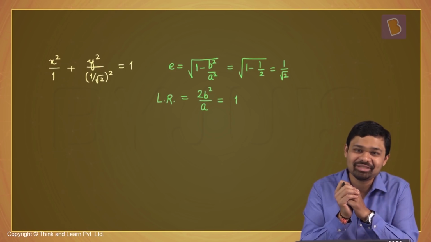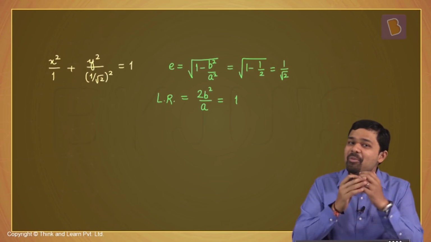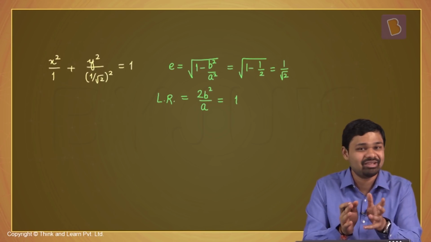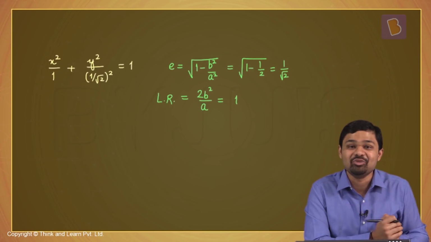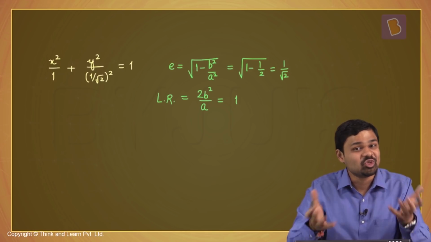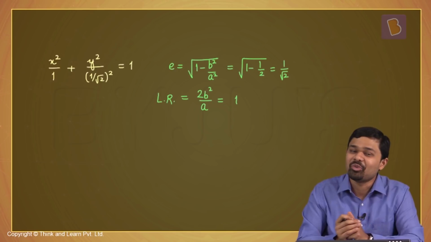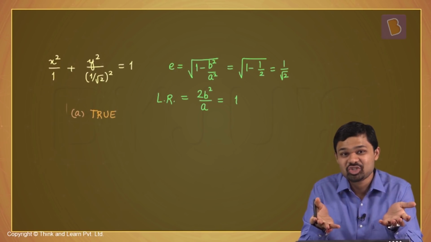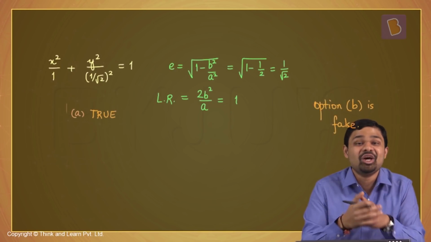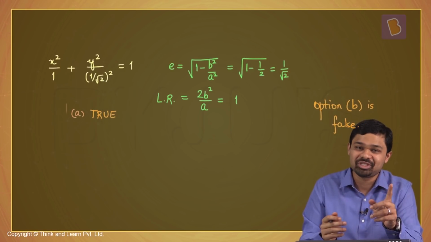Formula for latus rectum, 2b squared divided by A. Plug in the values of B, plug in the value of A, and you have the value for the length of the latus rectum. So you found out what the eccentricity is, you found out what the latus rectum is. Figure out which is the correct option. Option A is true, option B is false. So you already have got one option correct.